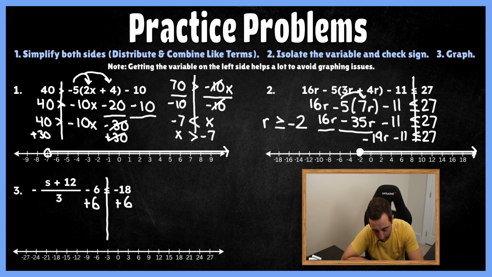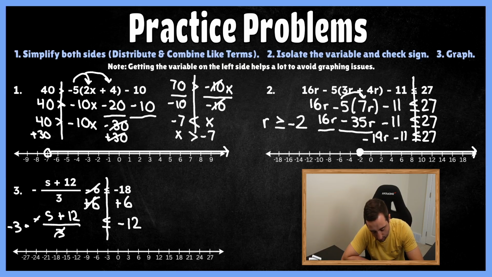We don't have distributive property or like terms or anything like that. And we have negative s plus 12 over 3 is less than or equal to negative 12. We're going to multiply both sides by negative 3 to get rid of that denominator and that negative sign. So those are going to cancel. And we multiply over here. It's going to be a positive 36.